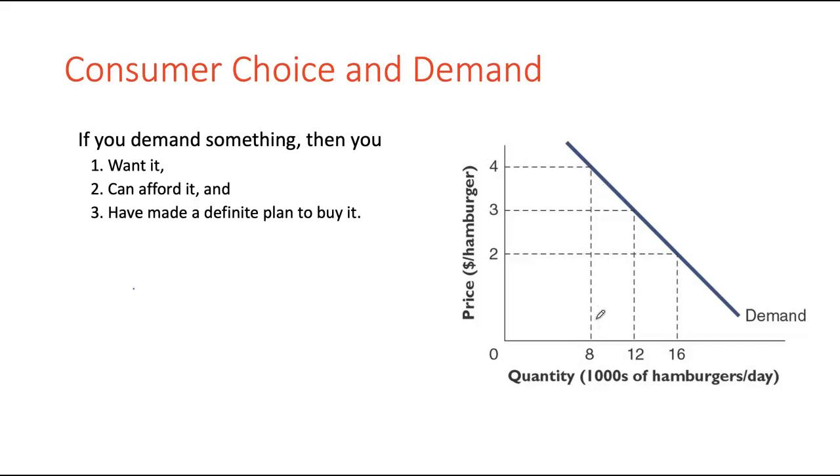demanded. This quantity demanded means the specific amount that you're willing to purchase at a particular price, reflecting the fact that you want these units, you can afford these units, and you must have made a definite plan to buy these particular units. So when we demand something, quantity demanded is the amount that we're willing and able to purchase of this particular good. So it is encompassing the idea of our wants and our affordability.